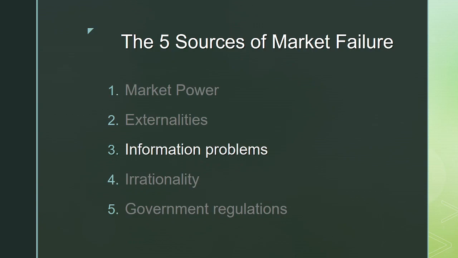Information problems as a source of market failure can occur when information is withheld or straight up lied about by buyers or sellers. Irrationality as a source of market failure can happen when actors make poor decisions, like buying a good until the cost exceeds the benefit, which is a violation of the rational rule. Finally, government regulation as a source of market failure can happen when, for example, a binding price floor or ceiling is implemented by the government, leading to shortages and surpluses.